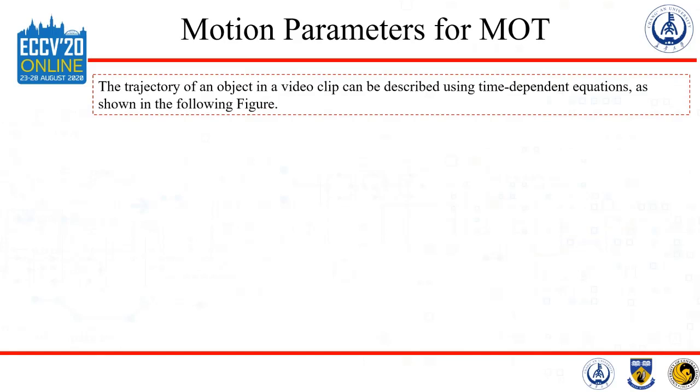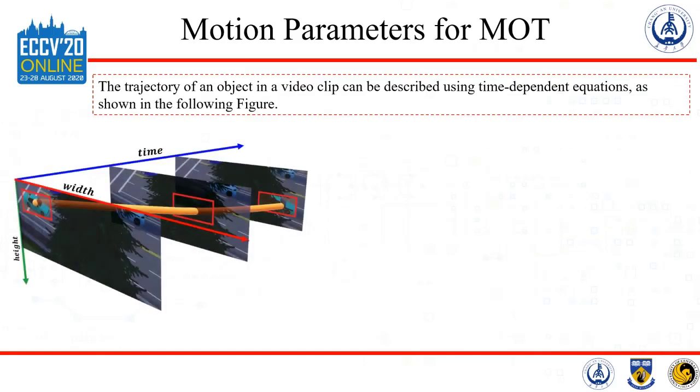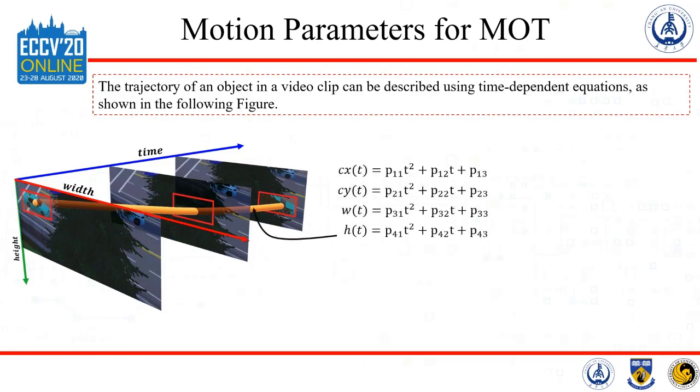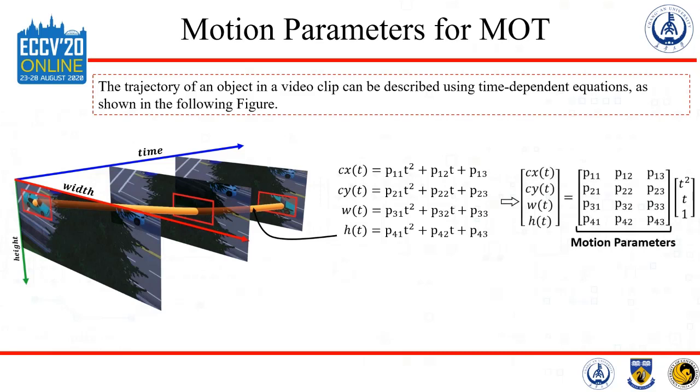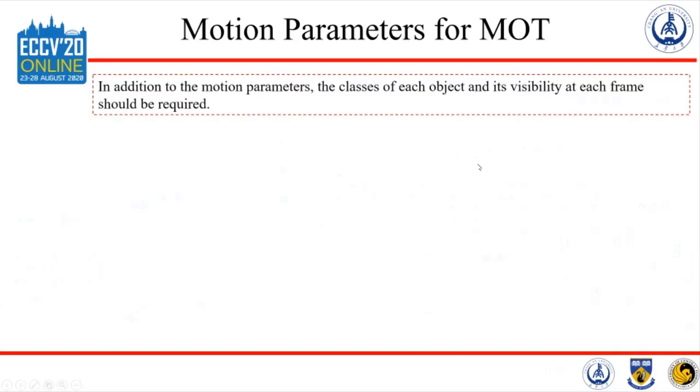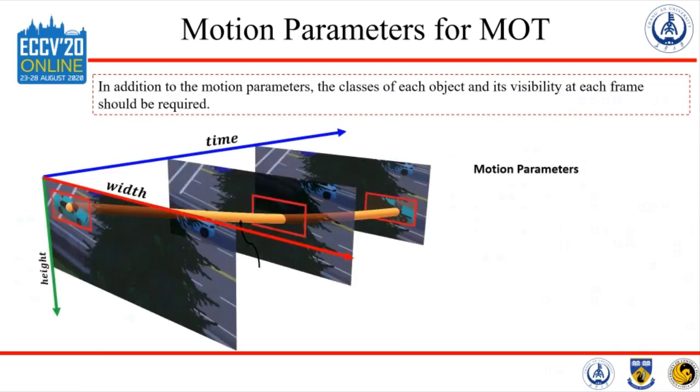The trajectory of an object in a video clip can be described using a time-dependent equation, as shown in the following figure. You can see that we can use the motion parameters to locate the object in the time-image space. In addition to motion parameters, the class of each object and the visibility at each frame are required.